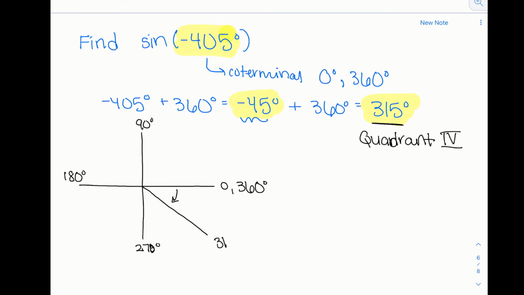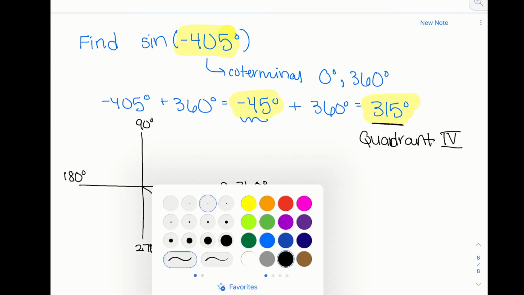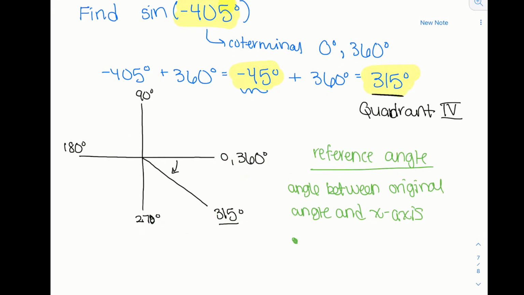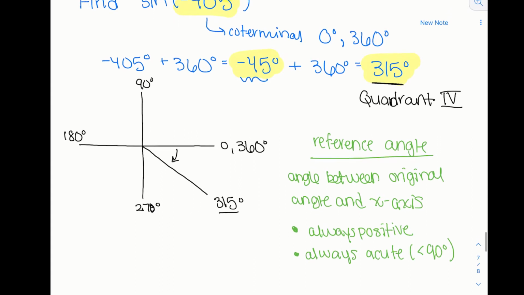So I know this is 315 degrees. Once you find which quadrant it's in, the reference angle is always the angle between that original angle, in this case 315, and the x-axis. I'm going to write that down. A couple things to remember about a reference angle: it will always be positive, and it's always acute, which means less than 90 degrees. So depending on which quadrant it falls in, that's how we determine the reference angle.